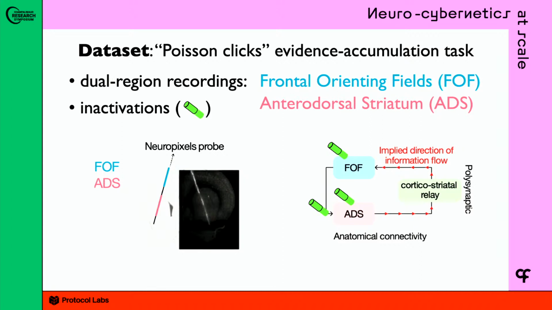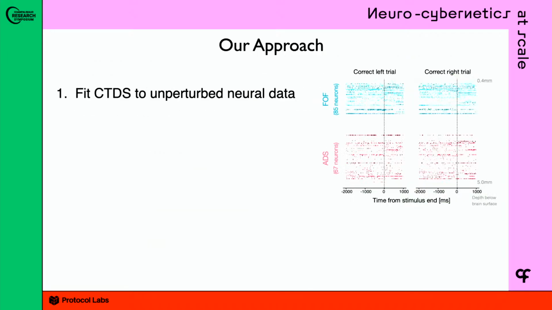Okay, so that's our goal, is to see if we can account for those 3 different kinds of perturbations, how they affect the animal's behavior, using only neural data that we use to fit the CTDS model. All right, so our approach, I'm going to describe the logic of the approach, and then I'll show you the results in a series of slides.